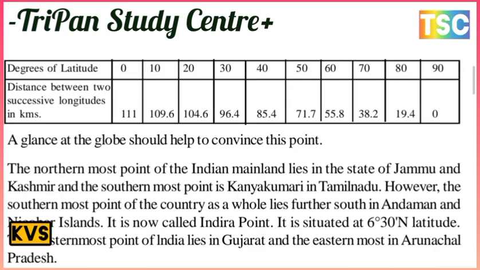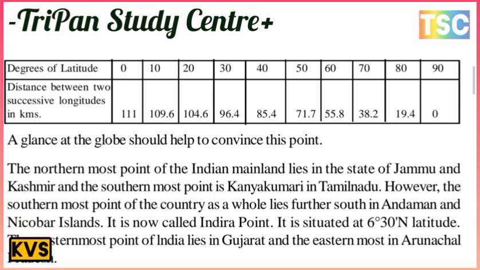The table shows the degree of latitude and the distance between two successive longitudes in kilometers. At 0 it is 111 kilometers, at 10 it is 109, at 20 it is 104, at 30 it is 96, and at 40 it is 85, and so on until at 90 degrees of latitude the distance is 0. A globe can help convey this point.